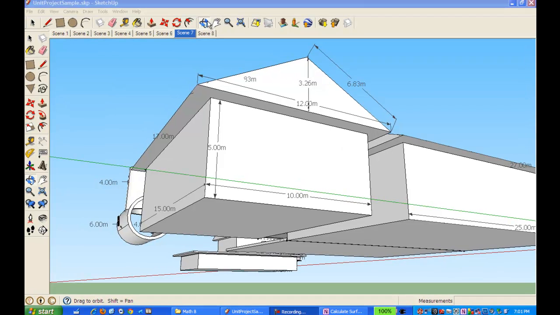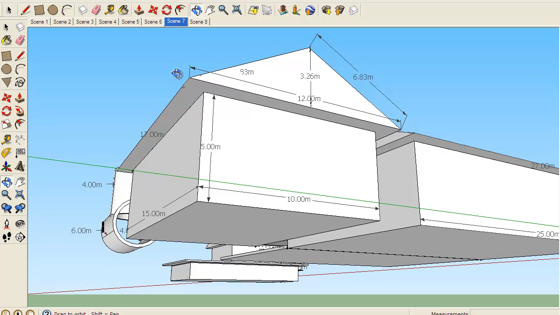This tutorial is going to show you how to calculate the surface area of a rectangular prism. In order to do that, in Google Sketchup, you need to make sure you draw a rectangular prism. And for this sample, I'm using my garage as a rectangular prism. And you notice that I have my dimensions all on it.